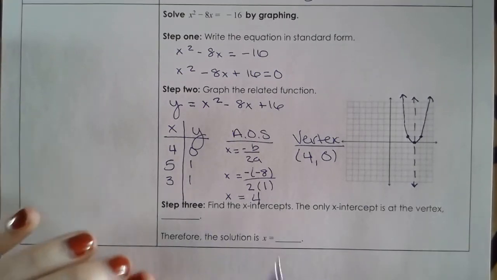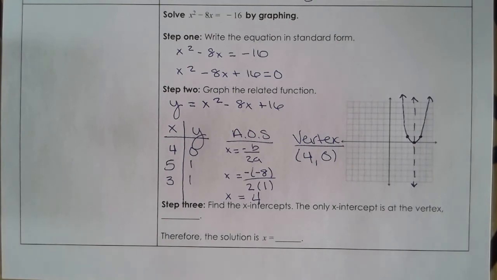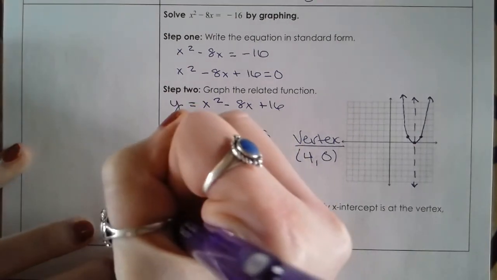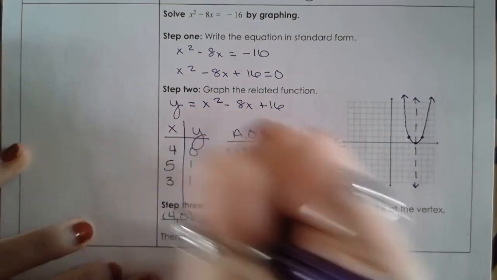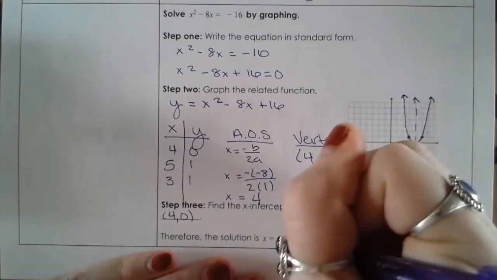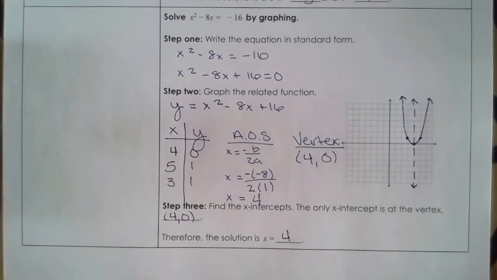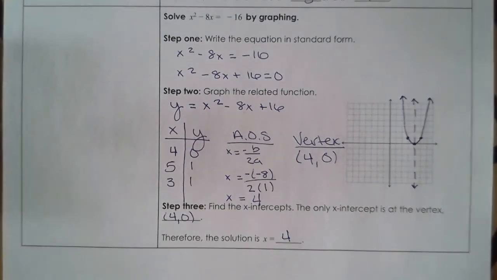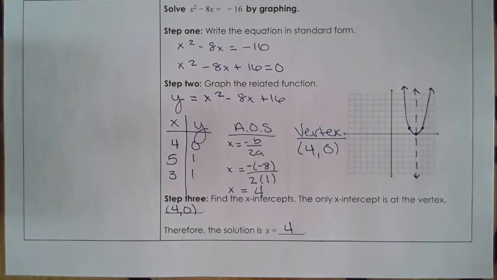So if we were to find the x-intercepts, the only x-intercept is at the vertex, which is at 4, 0. So then therefore, the only solution that we'll have is x equals 4. All right, so hopefully this was some good review of solving quadratic equations by graphing. Please let me know if you have any questions over these notes. We're always happy to help.